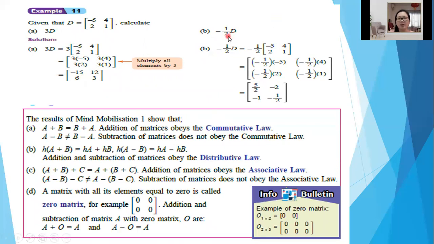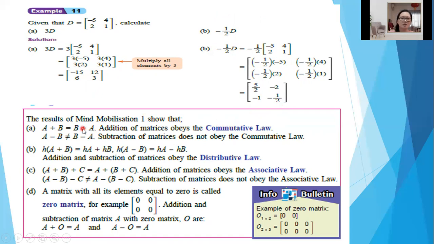Okay, -1/2 D. Put the -1/2 in front of the matrix D and then multiply them into the bracket, one by one to every element. So we get our answer here.